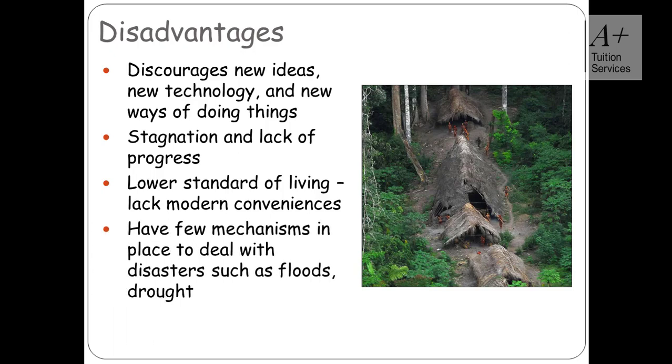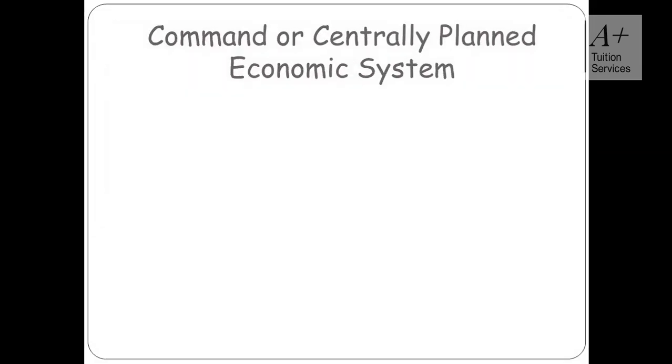They have few mechanisms in place to deal with disasters such as floods and droughts. So we live subsistently. We live on arable land, meaning we could plant the land, but at the same time, if a flood or a major drought happens, what are we going to do? How will my banana survive under a flood condition or drought condition?